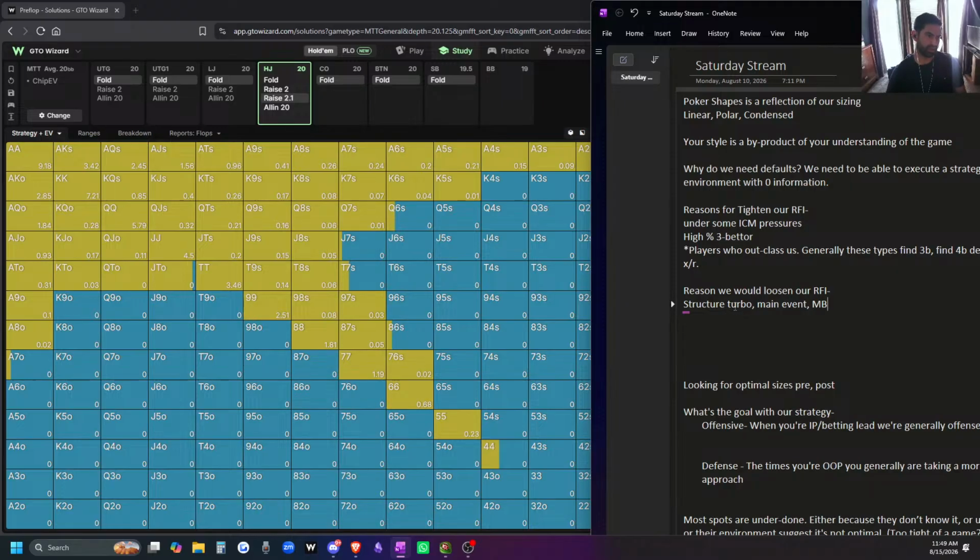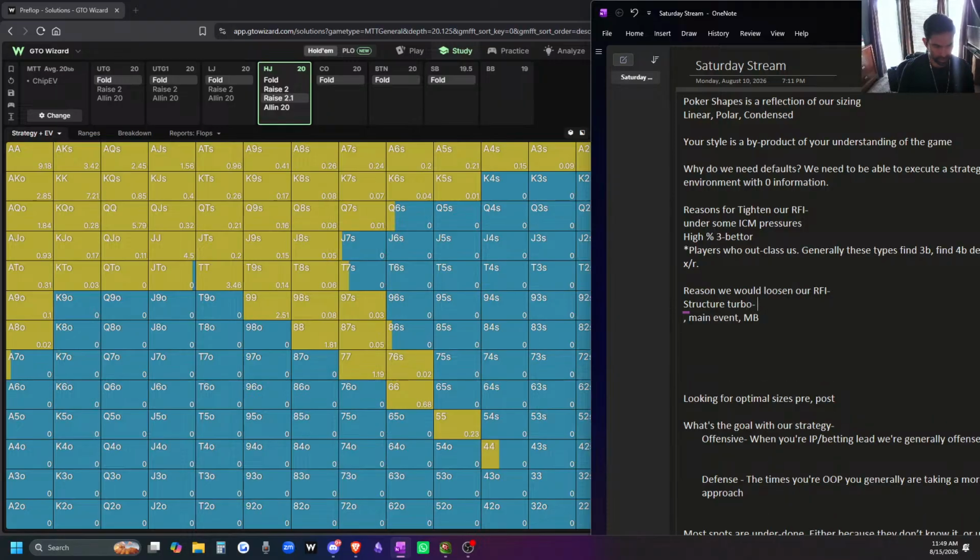A turbo would cause you to be a little bit looser, more aggro, versus a main event, like we were saying, where maybe it's 20-minute levels and deeper stacks. That's different. Mystery bounty, more aggro in the chip accumulation stage. Then you play KO style, obviously when bounties come into effect. PKO I just put on its own.